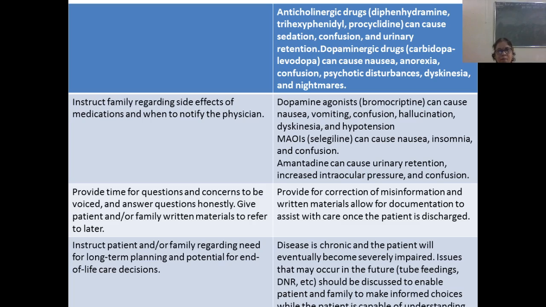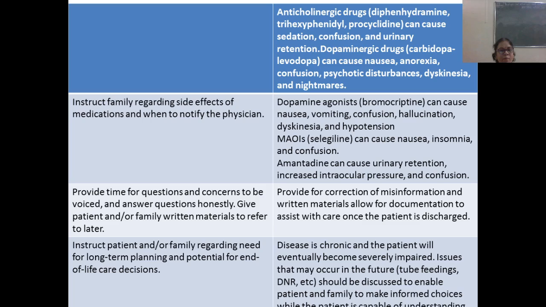Monoamine oxidase inhibitors can cause nausea, insomnia, and confusion. And amantadine can cause urinary retention, increased intraocular pressure, and confusion. Provide time for questions and concerns to be voiced and answer questions honestly. Give patient or family written materials to refer to later. Provide for correction of misinformation and written materials. Allow for documentation to assist with care once the patient is discharged.